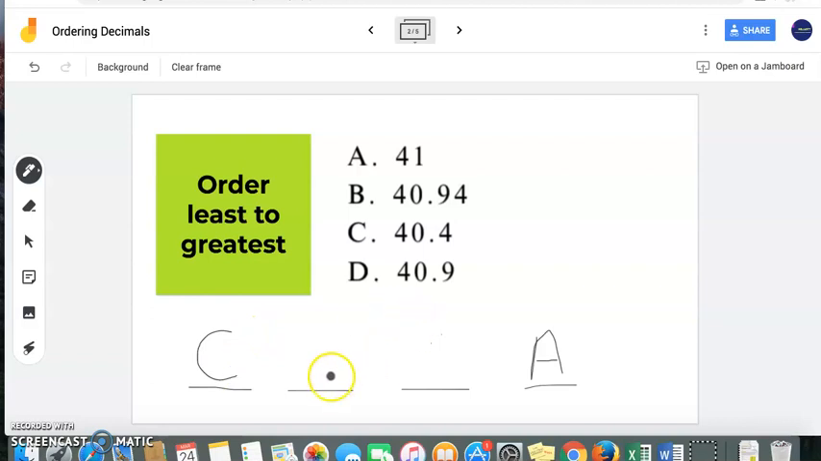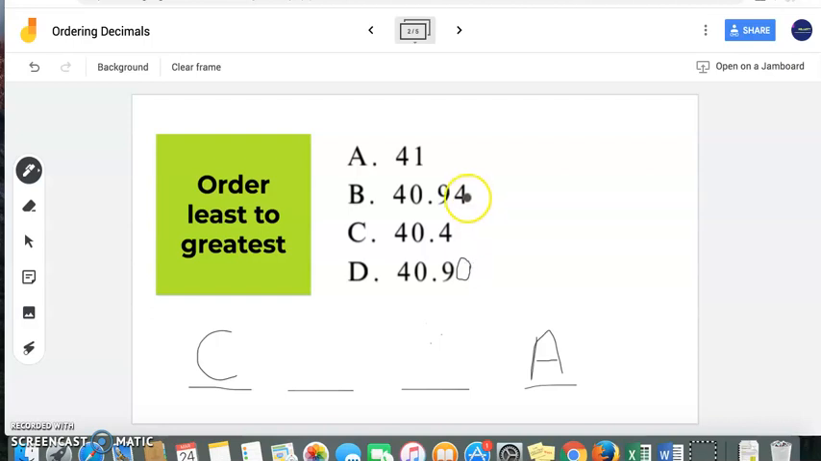But now we need to determine what are going to be my 2 middle numbers. How am I going to organize B and D? So now I'm going to move to the digits in my hundredths place. And I see here that I have a 4, and here there's nothing. And since there's nothing in my hundredths place, I can also write a 0 to represent that there's nothing in my hundredths place to help me when comparing these two values.